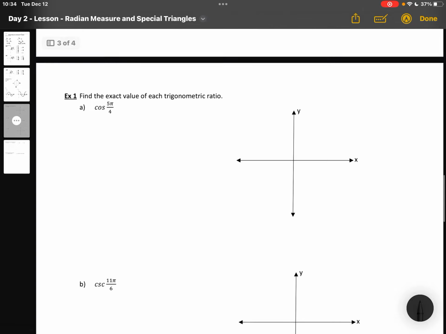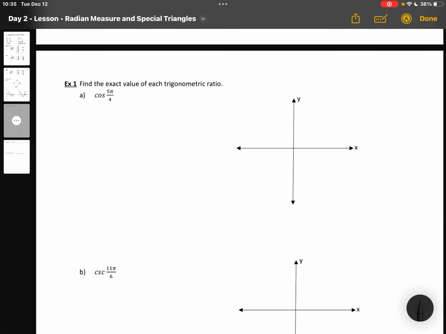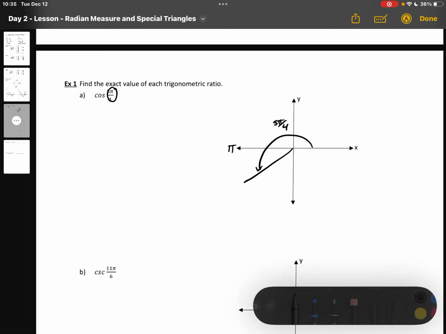So the first thing we're going to do is find the value of each trig ratio. So I'm going to draw my angle right here. So 5 pi over 4. Well, I know that 4 pi over 4 would be equal to pi over here. So I know that 5 pi over 4 must be a little bit past. So this is my angle 5 pi over 4.